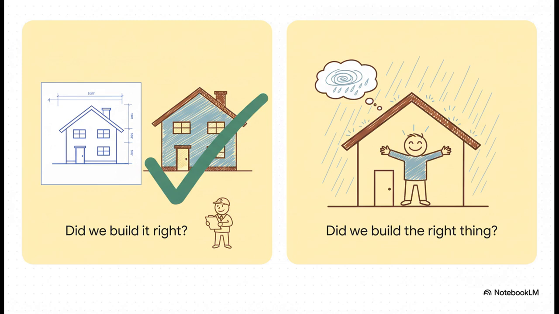Verification asks, are we building the software right? Does it match our blueprints? And then validation asks, are we building the right software? Does it actually solve the user's problem? You can build a flawless piece of software that nobody wants. You need to check both.